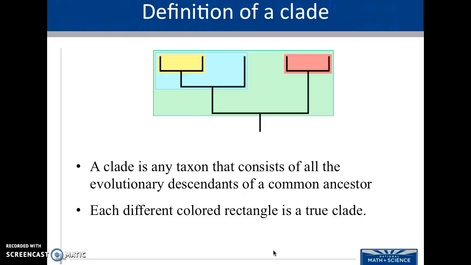When we talk about the definition of a clade, a taxon is the very end of each of these lines. A clade is any taxon that consists of all of the evolutionary descendants of a common ancestor. So there's some overlap here. We see that each colored rectangle is a true clade. And so I could be very specific about the two taxa that are identified in the yellow block, but they are also part of the larger green clade. These all just show, past a certain node point, all of the species that are related.